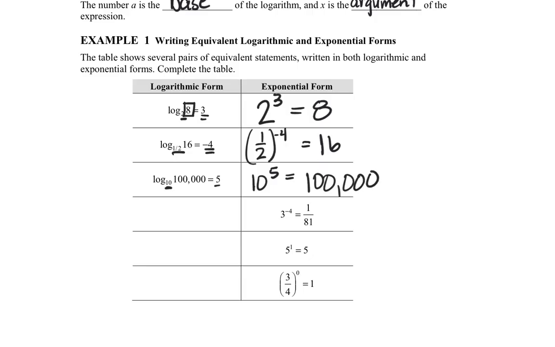Now, how do you go backwards? So we know we're going to have log. So we had log, and then the base was the big number, so that's going to be 3. So your base is 3. This is the part that goes here. So log base 3 of 1 over 81 equals, and then the exponent is what you're equal to.